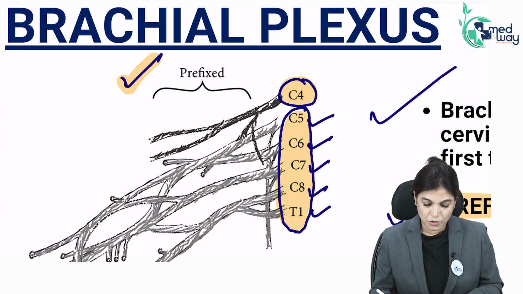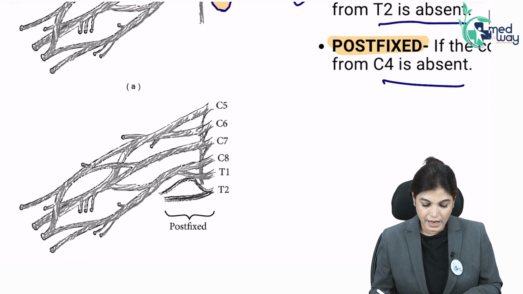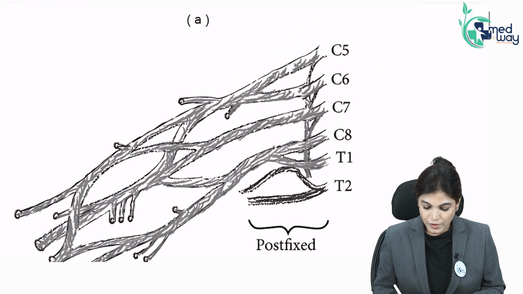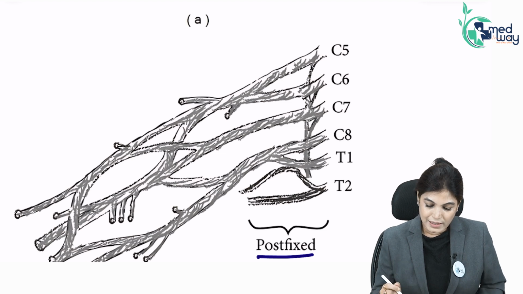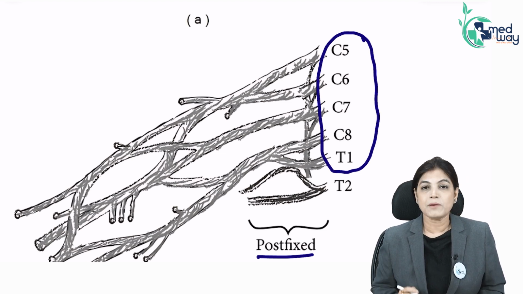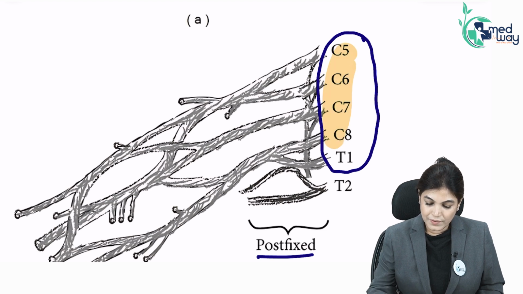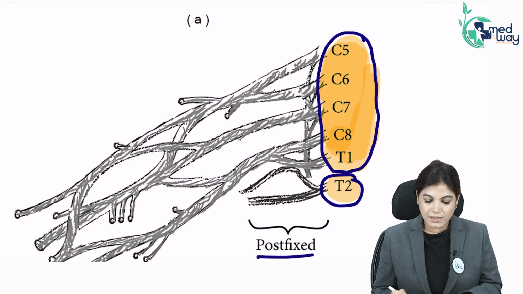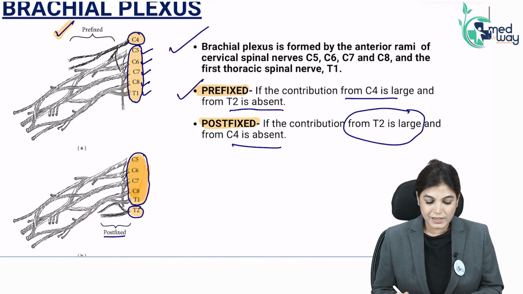Now, let's talk about the postfixed one. Again, I would like to enlarge this image. When I am enlarging it, you can clearly see the postfixed brachial plexus. It is formed from the usual contribution of ventral rami of C5, C6, C7, C8 and T1, but along with it, it is also taking contribution from T2 spinal nerves. That means this kind of brachial plexus formation is the postfixed type of brachial plexus.